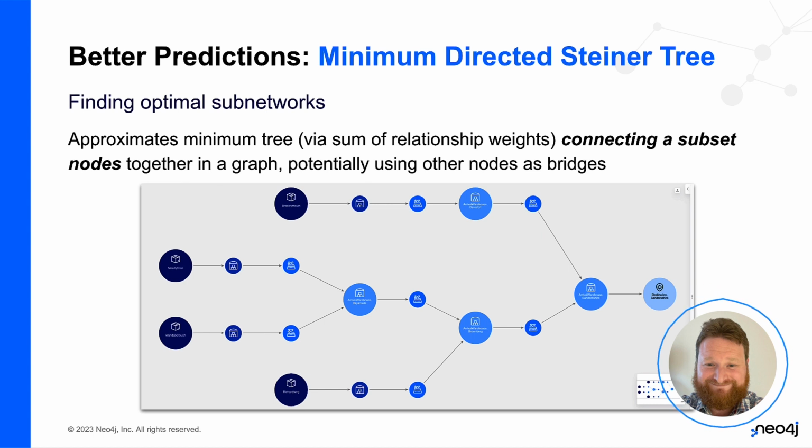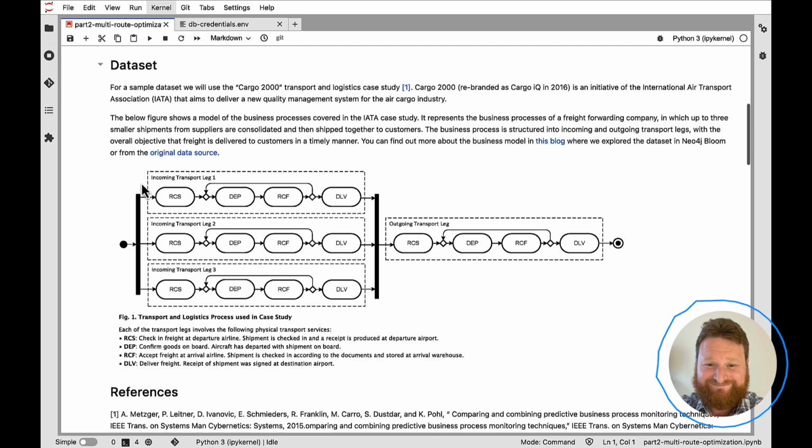And this is a really valuable thing to have for optimizing difficult routing and supply chain problems, for example, figuring out how to do infrastructure planning, and a whole host of other things that are variants of what we call the traveling salesman problem, basically trying to find points that are connected together in a way that's going to be the most optimal. Here's an example of me using the minimum directed Steiner tree algorithm in Graph Data Science to solve a freight forwarding problem.